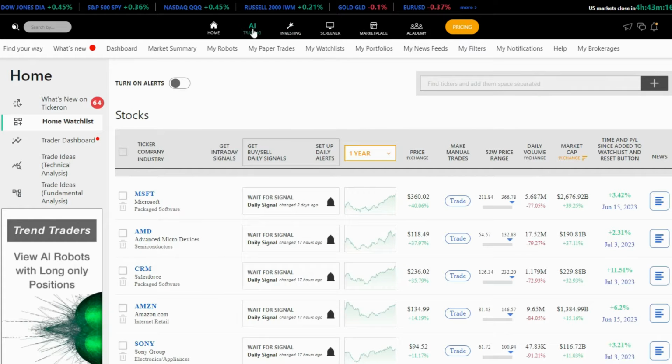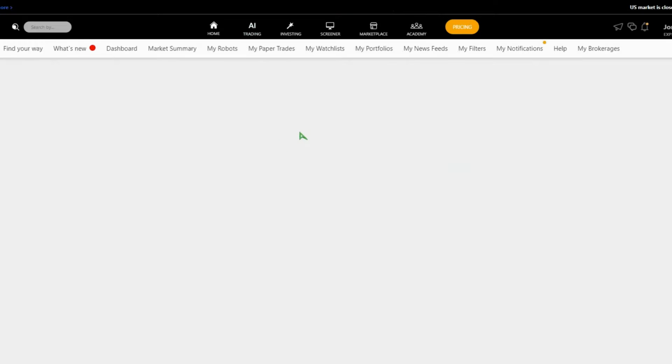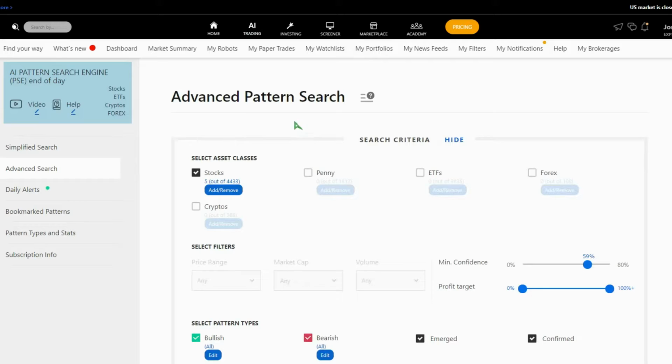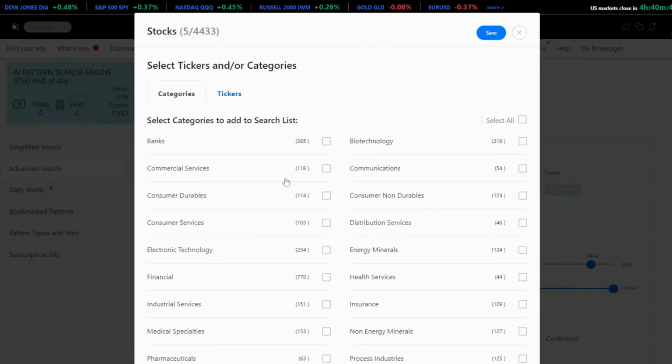Today, we'll dive into this powerful tool that can help you identify potential stock patterns and find opportunities in the market. Here are the main elements our search engine covers. You can customize your search by selecting or deselecting specific stock categories. Let's say you want to search only in consumer durables and biotechnology. Simply click here, and our pattern search engine will do the rest.